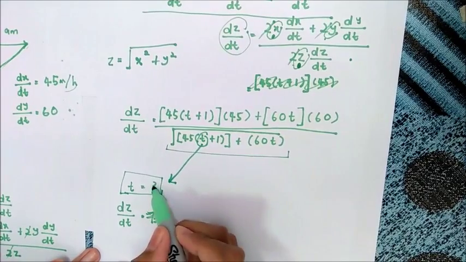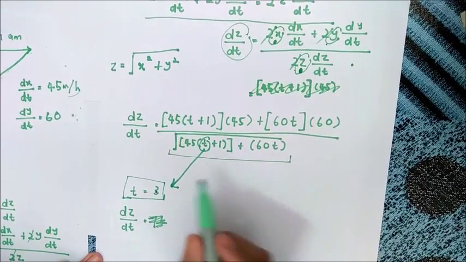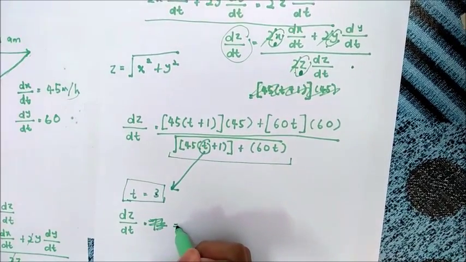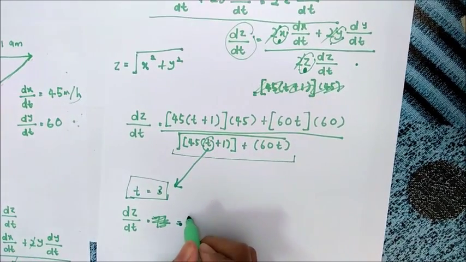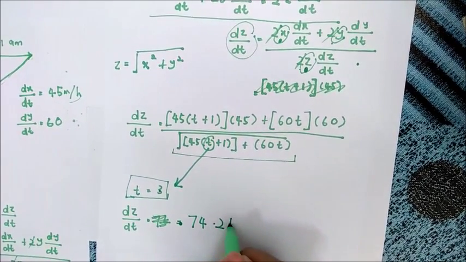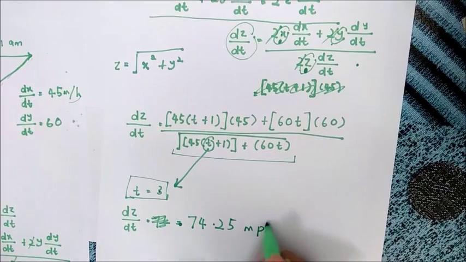Substitute 3 into the formula and you will have dz over dt is equal to 74.25 miles per hour.